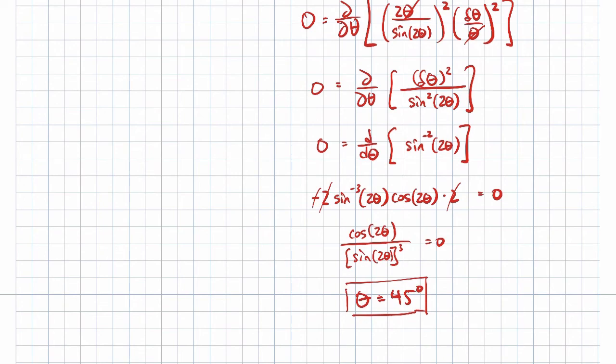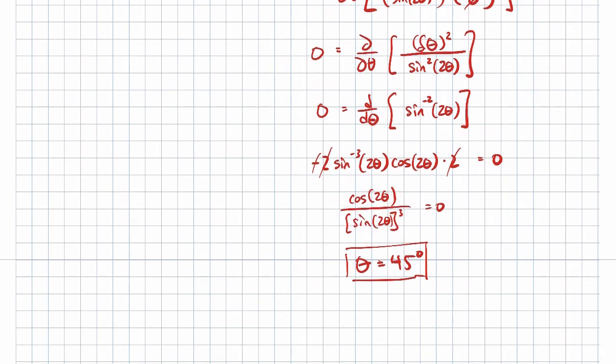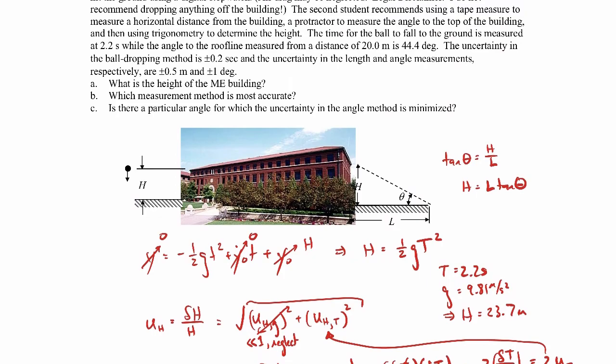And of course, we only want acute angles in this case. There's nothing in the denominator. You can't make this equal to 0 by fiddling with the denominator. It's only in the numerator here. So to optimize or minimize the uncertainty in the measurement, we want theta to be 45 degrees. And if you go back and look at the problem statement, we said that the angle is 44.4 degrees. So we're almost really at the best angle that we should be using to get the most accurate measurement. If we were at some other angle, the uncertainties would actually be bigger.